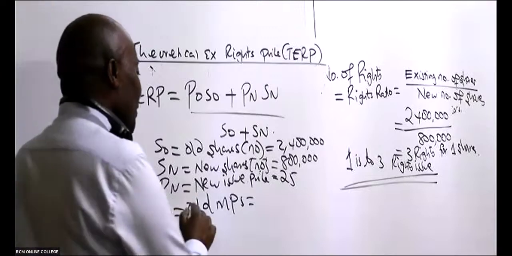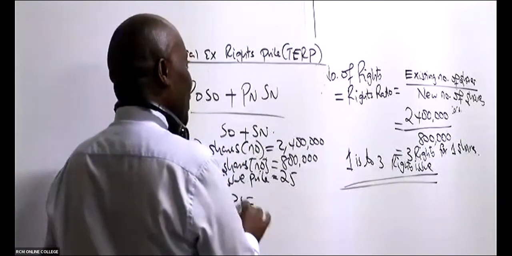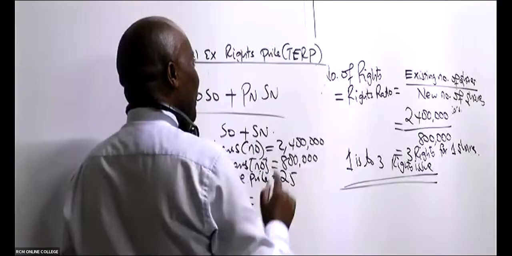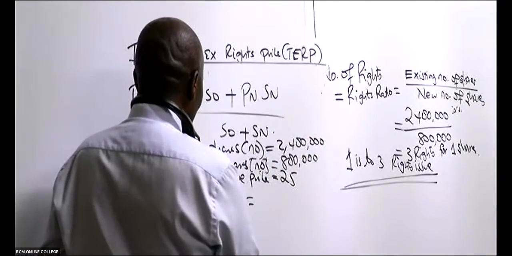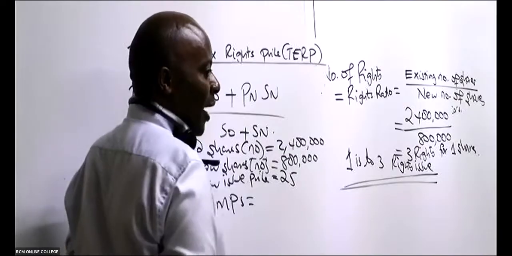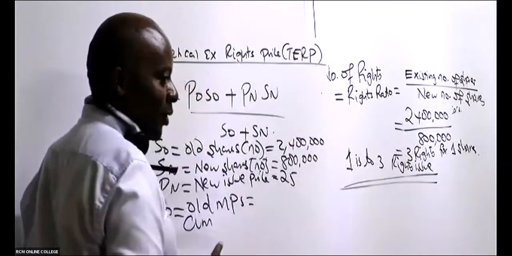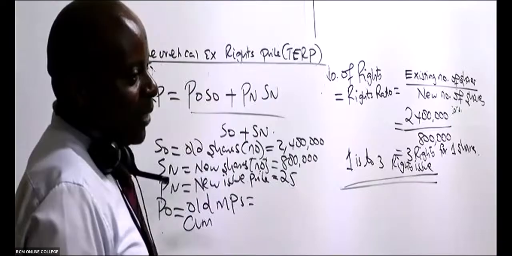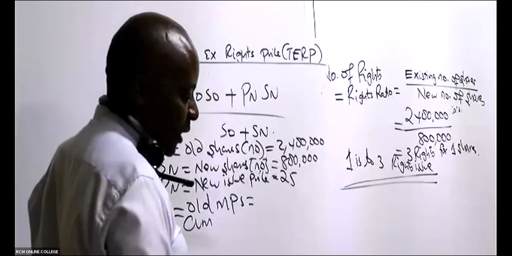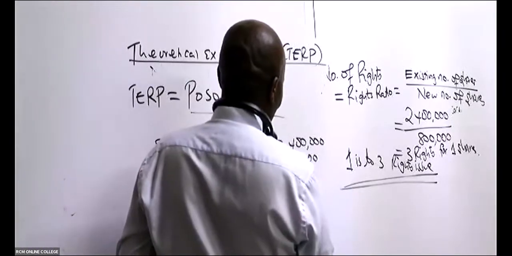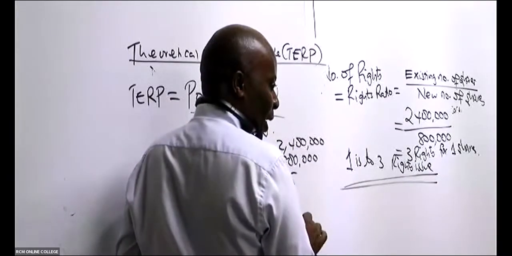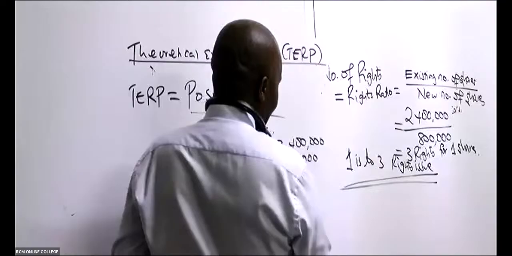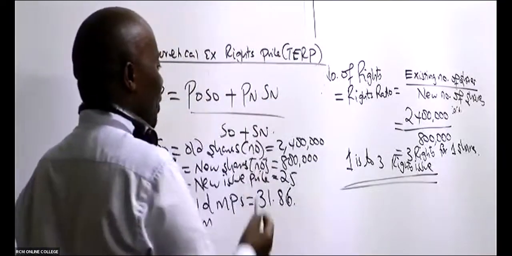Because of a new venture that is ahead of us, now we are getting a share that is pregnant. So it has to become the rights MPS, which was 31 point what here? Was it 31.86 or 81? 86, like that, 86.